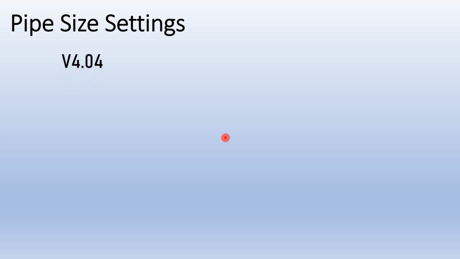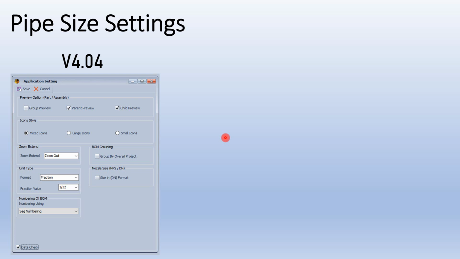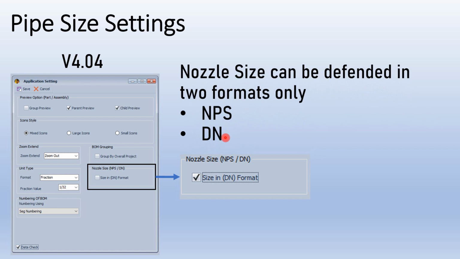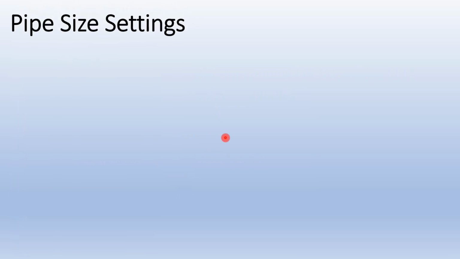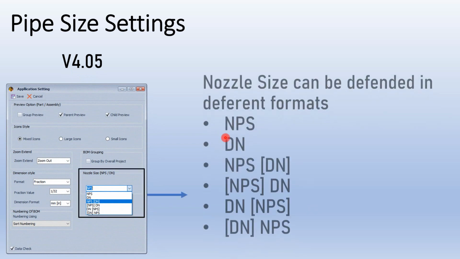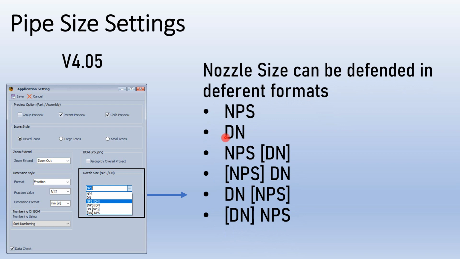For the pipe size setting in version 4.04, there were only two options for the pipe size format. The first option was the nominal pipe size format or DIN format. But in SEG version 4.05, the number of formats now becomes six different formats. You can select between them, like NPS or DIN, and you can make a mix between NPS and DIN, like here on this image.